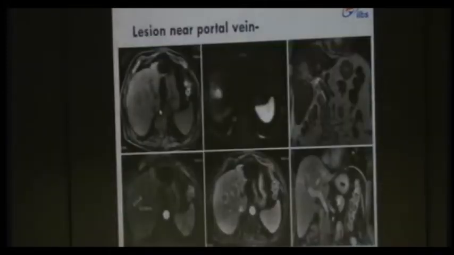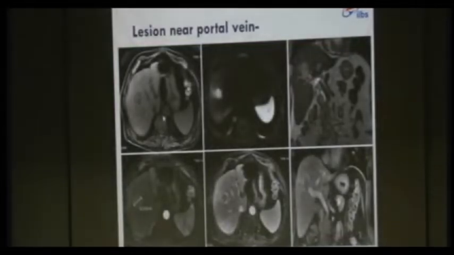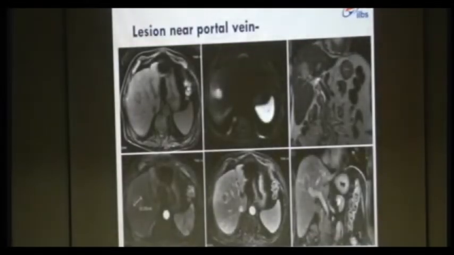Here is an example where a patient was referred to us for ablation and underwent MRI. This is the T1 phase axial section.